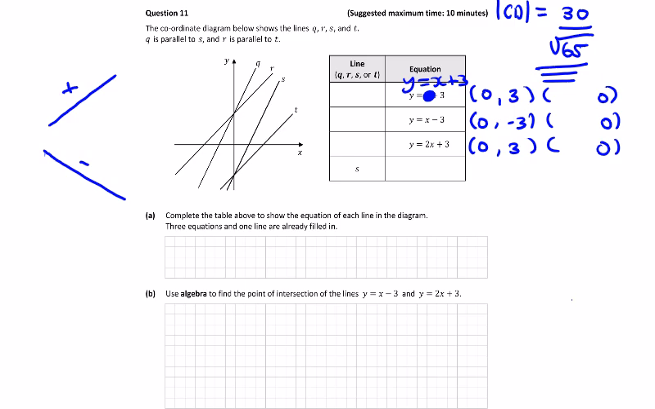And then if x is equal to 0, in the second one, if y is equal to 0, x will be minus 3 for this one. Again, if y is equal to 0, x will be plus 3 for this one. And if y is equal to 0 for this one, 2x will be equal to minus 3. So x will be minus 3 over 2, or minus 1.5. So that should help us a little bit with the start of this question.